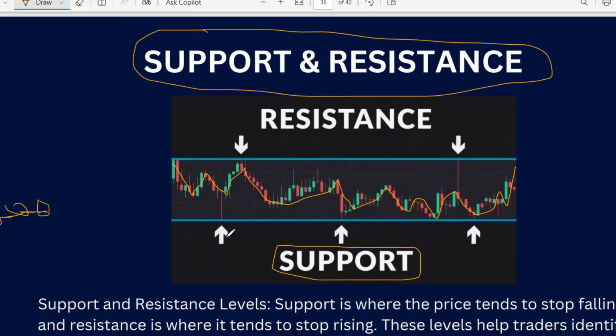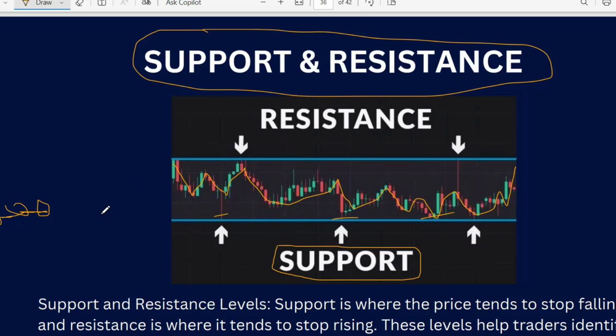So as you can see on this line, you see this candle, you see this here? Did they break this blue line to come down? It didn't break this line. You see the blue line? It didn't break this blue line. This is a support level. And up here, did it break to go above? No. Okay, so this is the resistance level.